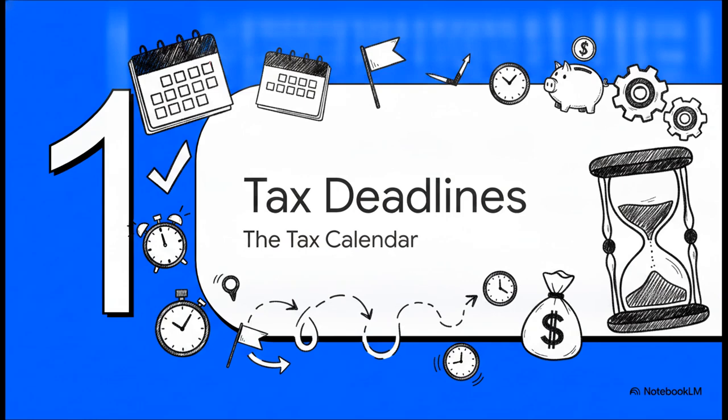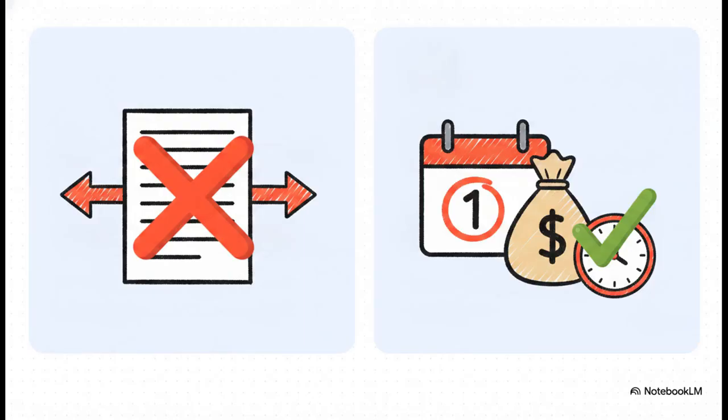So starting right off with step 1, crucial federal tax deadlines, or the tax calendar. Before we even think about doing any math, we have to establish the timeline and know exactly when the clock runs out. And honestly, we need to bust the single most common tax myth right out of the gate. People think getting an extension to file your return magically gives you an extension to pay your tax bill. It absolutely does not. No way.